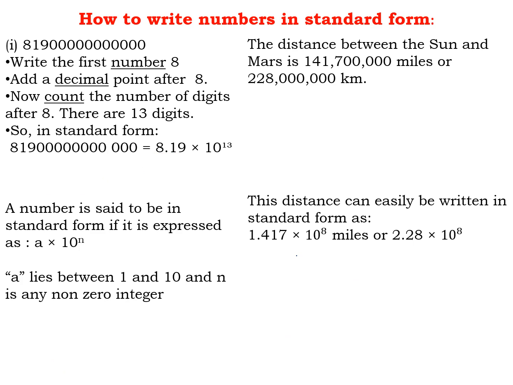Okay, look here. The distance between the sun and the Earth, the distance between the sun and Mars is given as 141,700,000 miles or 228,000,000 kilometers. Again you have to write in standard form.